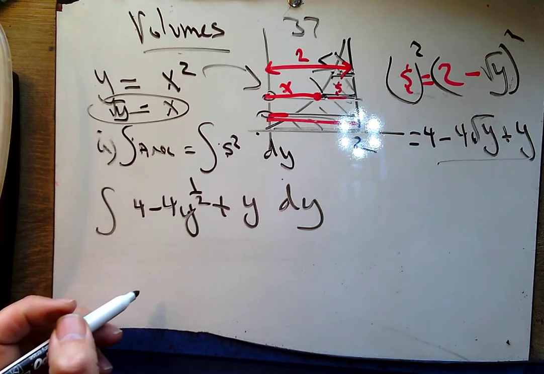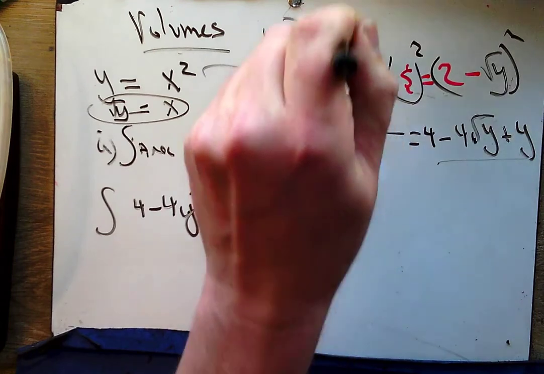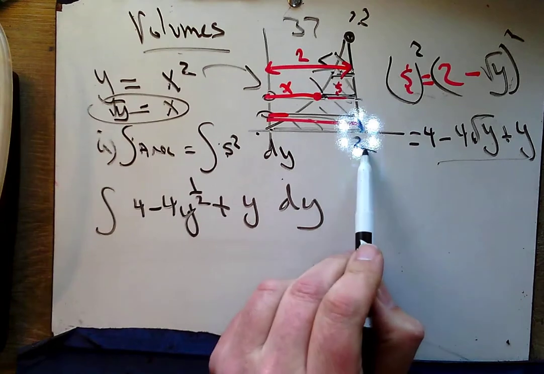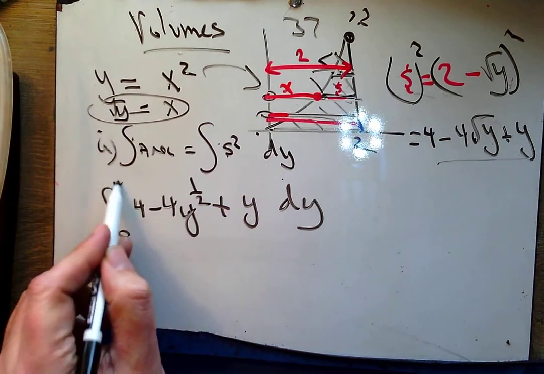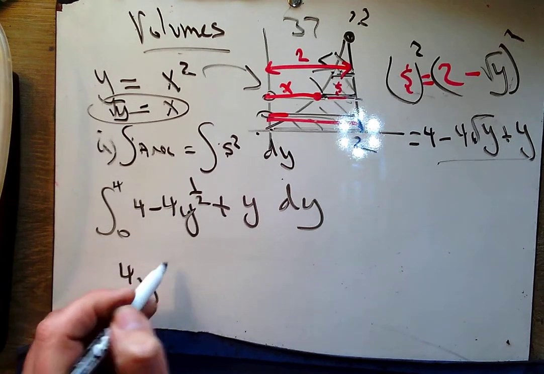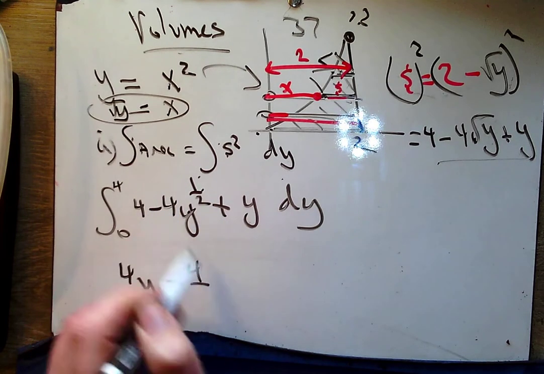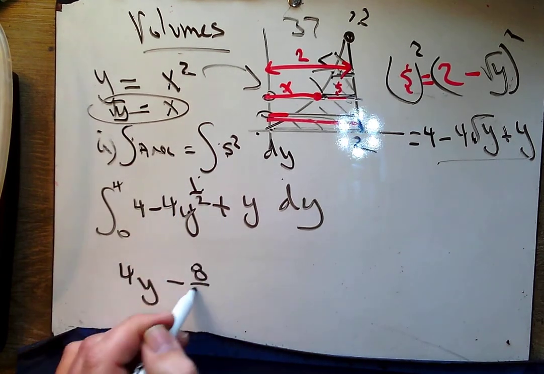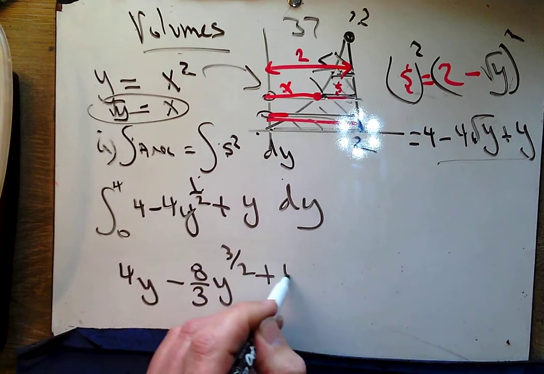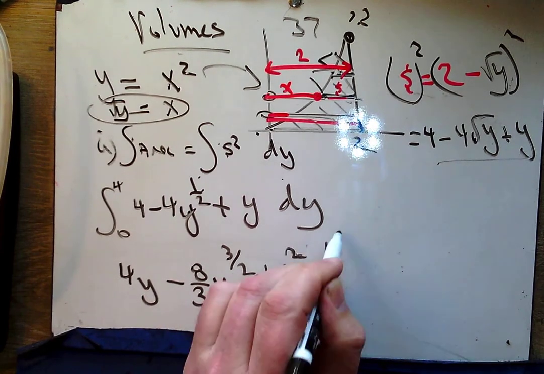Now, what about my boundaries for integration? Well, not 0 to 2, but 0 to, what is my value here? Well, the function is x squared, the x value is 2, so I'm integrating from 0 to 4. All right, that's going to be 4y minus 4. This is going to be 3/2, so I need a 2/3 here. y to the 3/2 plus y squared over 2. And we're going from 0 to 4.